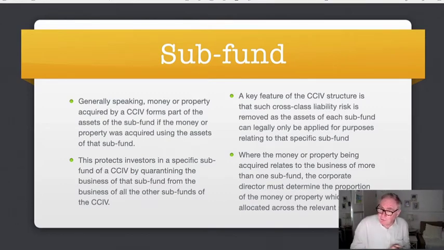A key feature of the CCIV structure is that such cross-class liability risk is removed, as the assets of each sub-fund can legally only be applied for the purposes relating to that specific sub-fund. Where the money or property being acquired relates to the business of more than one sub-fund, the corporate director must determine the portion of money or property which is to be allocated across the relevant sub-funds.